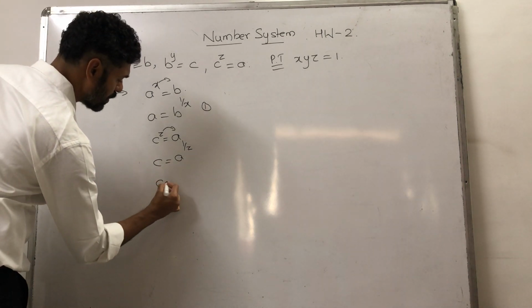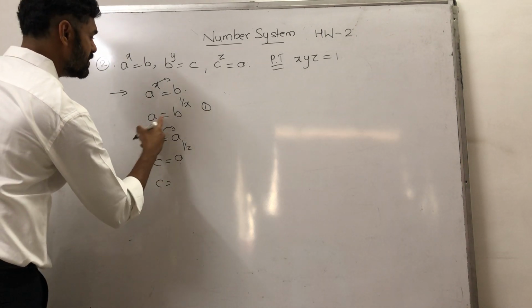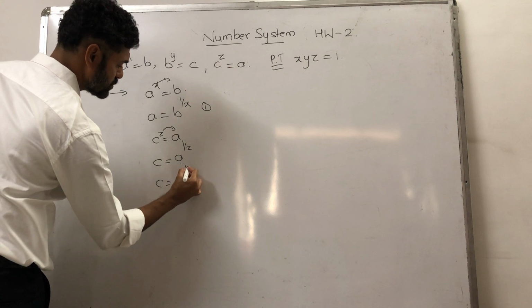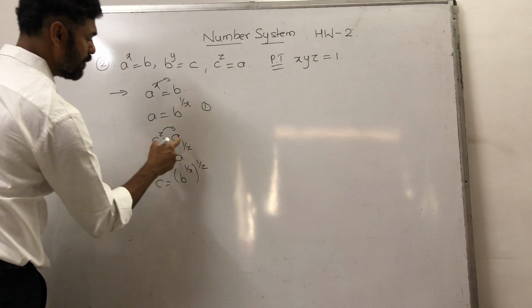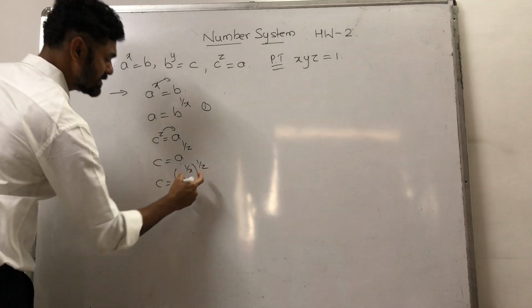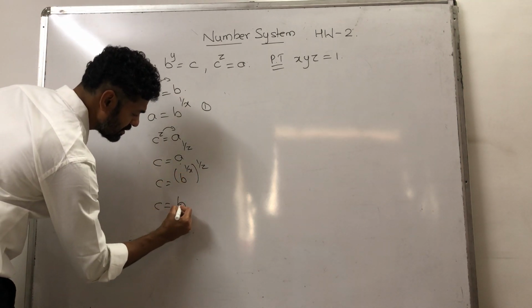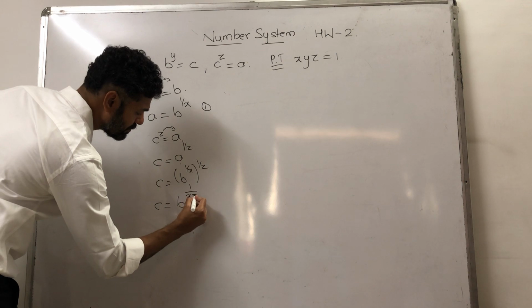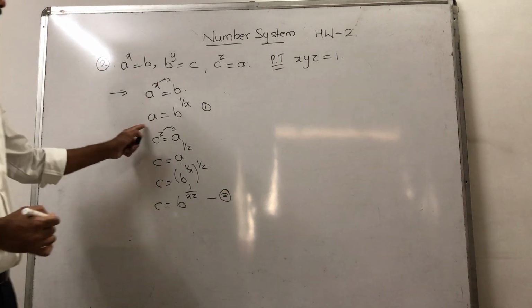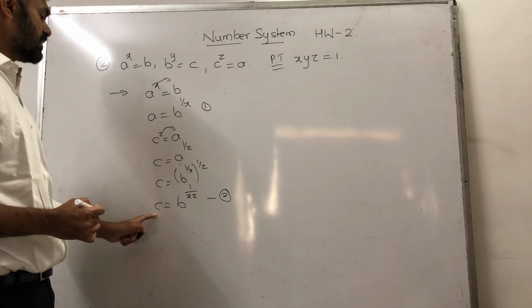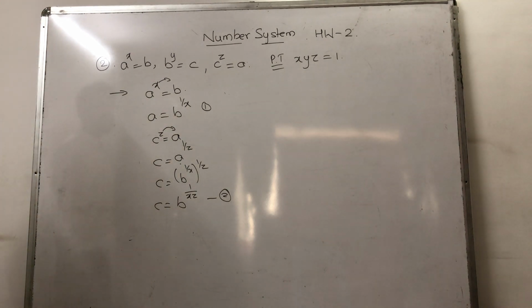So from equation 1, you can replace this a by b raised to 1 by x. So it is b raised to 1 by x, and you already have 1 by z. 1 by x into 1 by z is 1 by xz. So you have the value of both a in terms of b and c also in terms of b.